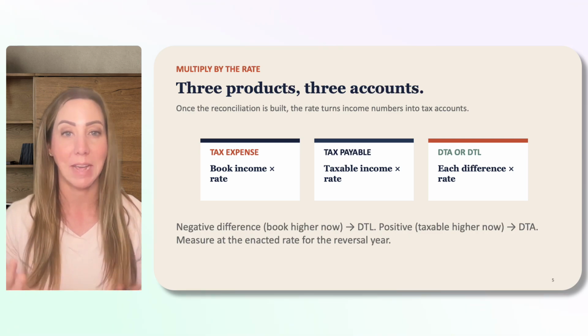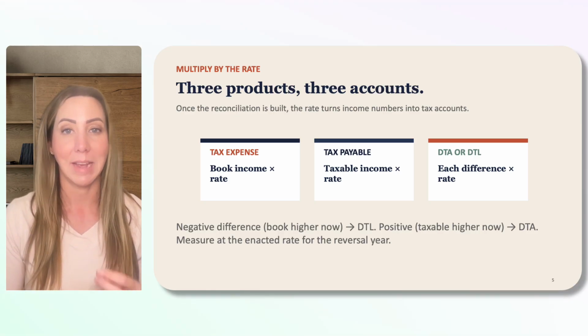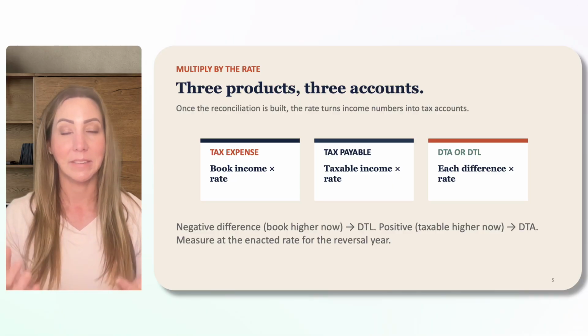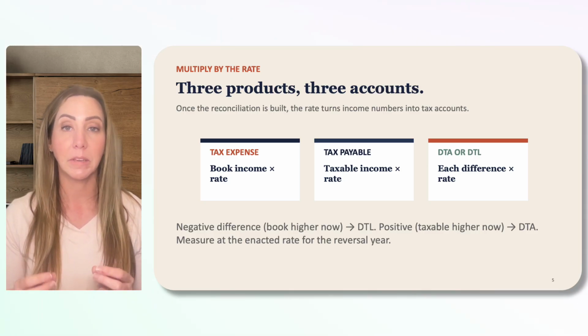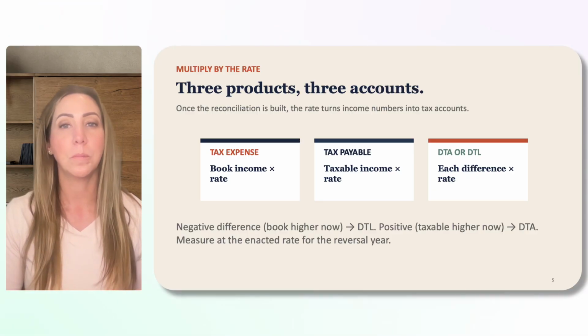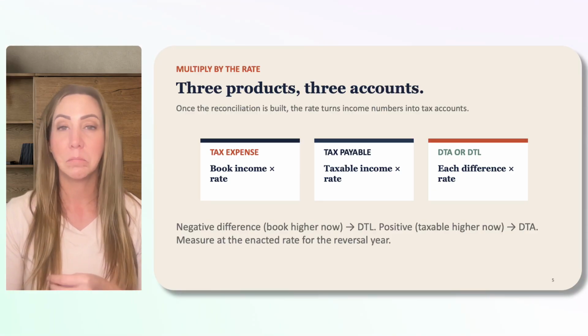Taxable income times the tax rate is taxes payable. The credit straight to the IRS's line. Book income times the tax rate is tax expense. That's our debit, and it's matched to the income statement. Add each temporary difference times the tax rate, and that's the change in a deferred account. A difference that will make future taxable income higher is a DTL. One that will make future taxable income lower is a DTA. Current year difference negative, book higher now.